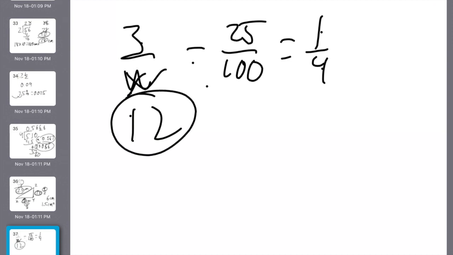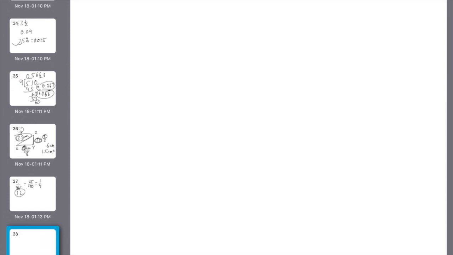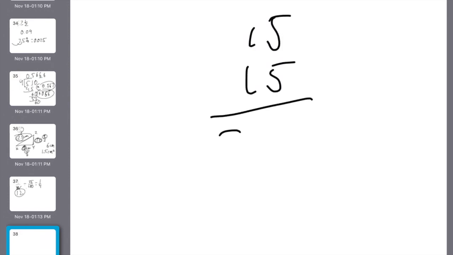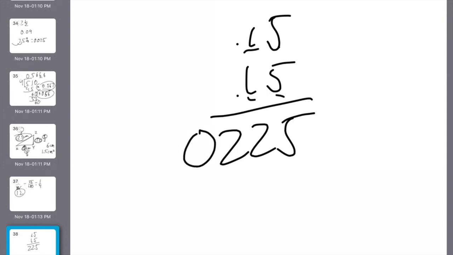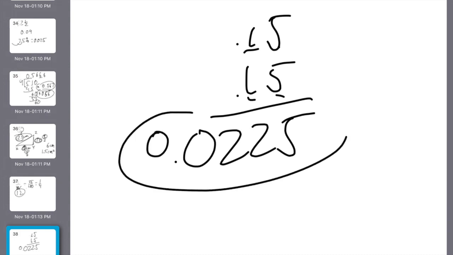Number 21, I'm multiplying 15 times 15. Hopefully it's memorized as 225. But it's not 15s, it's decimals. 1, 2, 3, 4. 1, 2, 3, 4. Decimal point. 0 for looks.